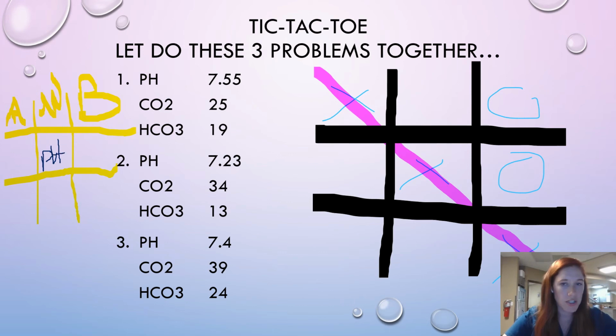Okay. So this should be telling you something as you're approaching it. Our CO2 is 39. Well, that's actually between the normal ranges, so we can write our CO2 here, okay? And our HCO3 is 24. That's between our normal ranges, okay? So we write HCO3, okay?